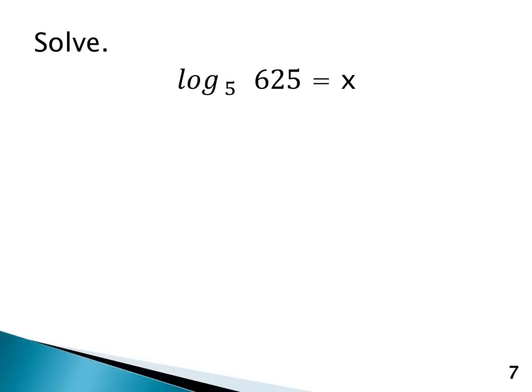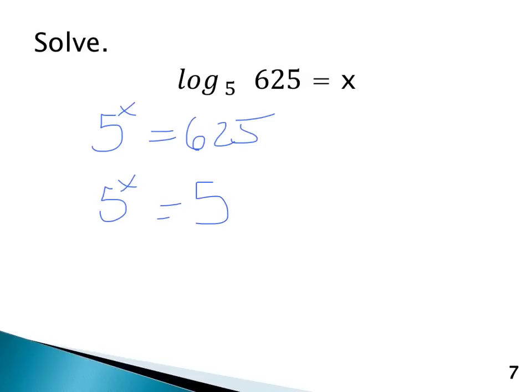Here's another one. Log base 5 of 625. Now, next time, we're going to be able to figure out what's happening. That means next week. So for now, let's go ahead and convert this to exponential form. 5 raised to the x equals 625. The only tool we have in our tool bag right now is to equate exponents. And 625 is 5 raised to what power? 5 raised to what power should be the fourth. I hope you're getting ahead of me here.